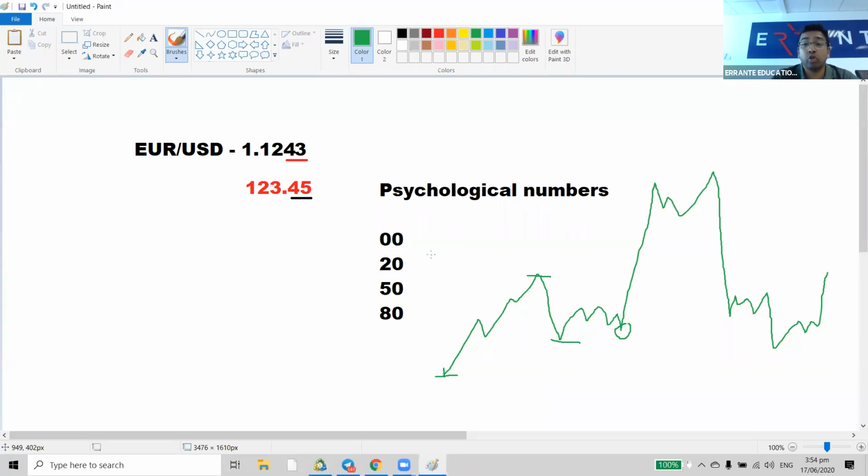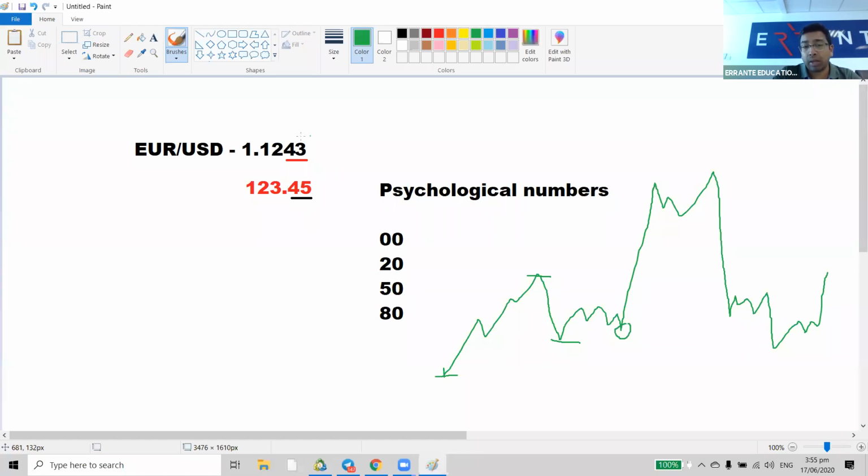Now, how do you trade using the psychological numbers? It's actually very, very simple. If you want to buy, the first question is, which psychological number is the current price very close to? So let's say 43. If the price goes up, it will meet 50 first, correct? If it goes down, it will meet 20 first. That means EUR/USD trading at 1.1243 is very close to 1.1250 on the upside, and 1.1220 on the downside. I hope that makes sense.